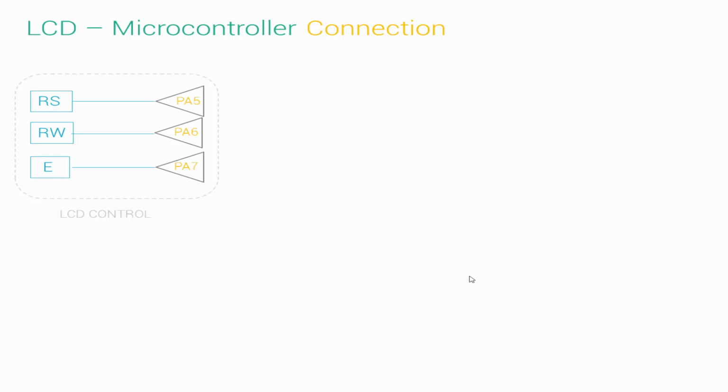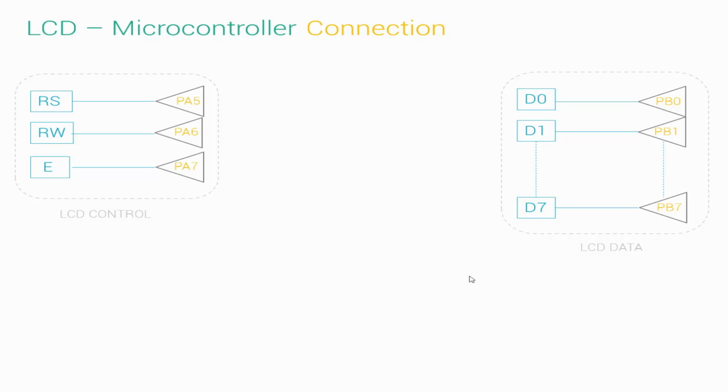So after this, the second group we have is the LCD data pins. This group of pins basically consists of the data transfer pins D0 to D7. And in our example, we'll be connecting these pins to port B. We'll be using PB0 to PB7 in our example.